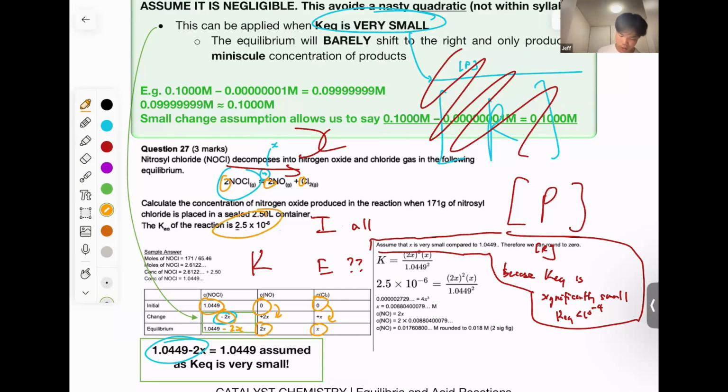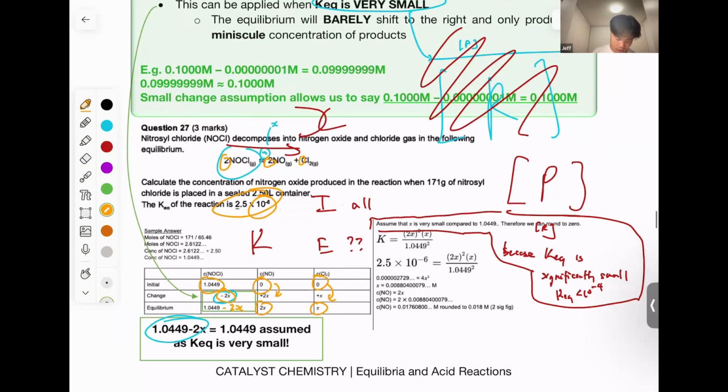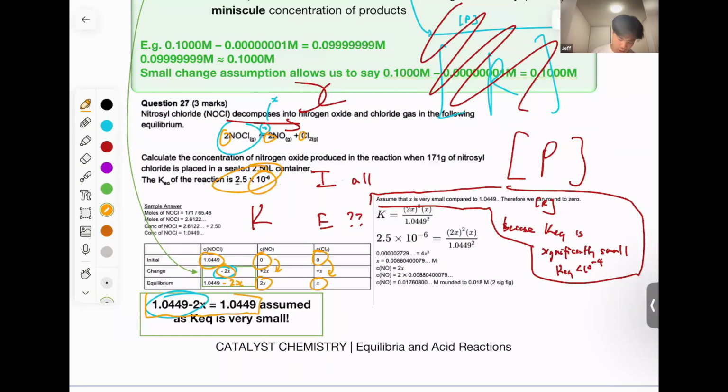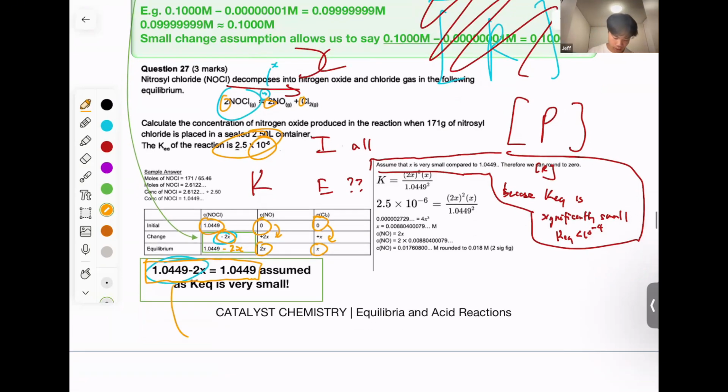But because the KEQ here is 10 to the negative 6, a very small number, it means that the change of going from reactant to product is so small that you can basically consider 1.0449 minus 2x to be the same as 1.0449. And that's your small change assumption. You always apply it on the x that is being added or subtracted. It is never applied to any of the freestanding x's, your small change assumption. It's always the one that is being added or subtracted.